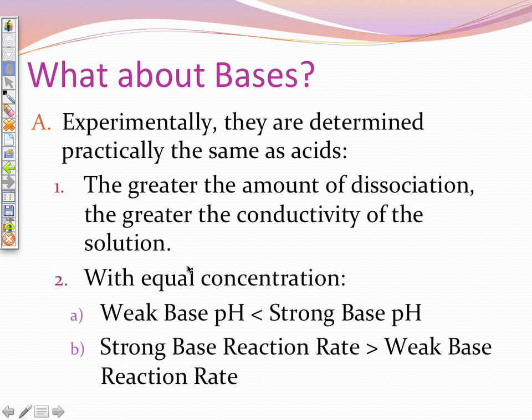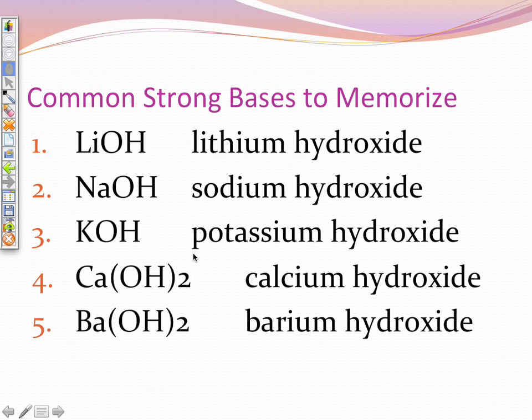The higher up it gets, so between 8 and 14, the closer I get to 14, the stronger the base is. And just like we saw with acids, a strong base is going to have a faster reaction rate than a weak base. So some common strong bases to memorize are lithium hydroxide, sodium hydroxide, potassium hydroxide, calcium hydroxide, and barium hydroxide.